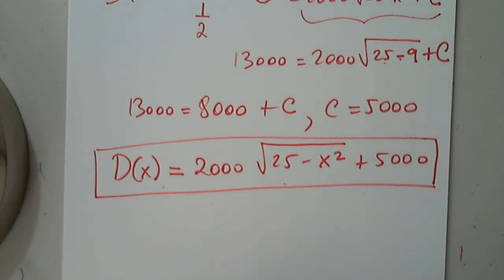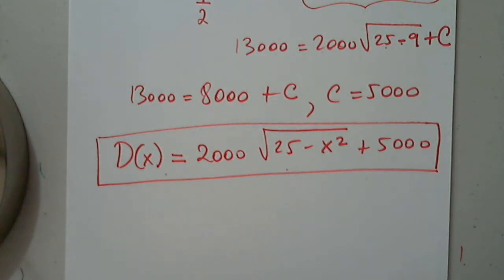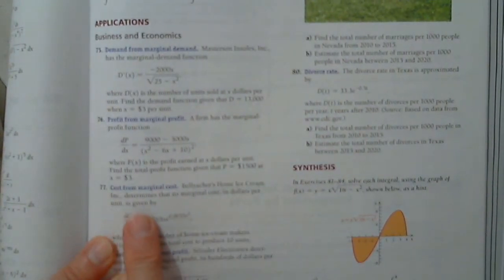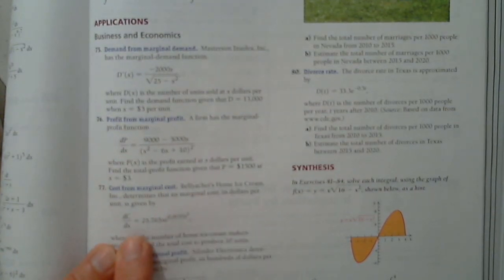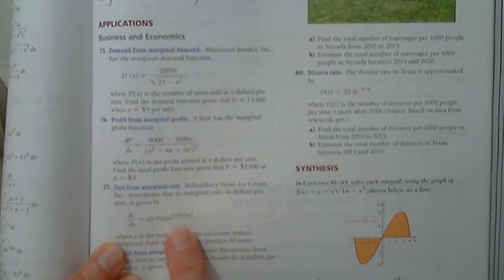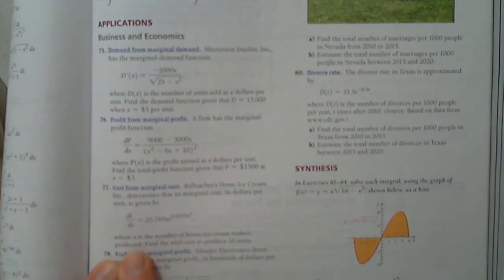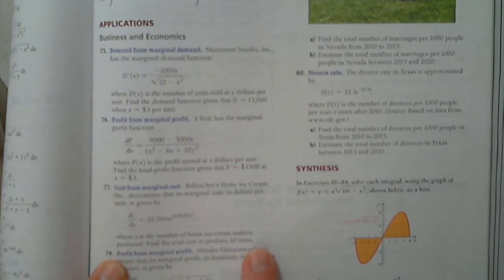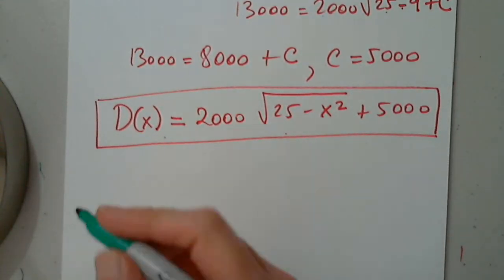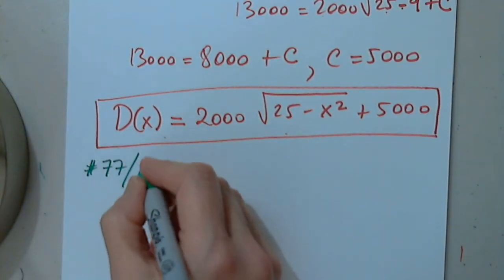Okay, I'd like to look at one more. So I'm looking at problem 77. Cost from marginal cost. So they have an ice cream shop, and the marginal cost is given to us. This is the derivative, blah, blah, blah, our favorite function with e to some insane number, where x is the number of home ice cream makers produced. Find the total cost to produce 10 units. Okay? So let's copy, that's problem 77, and we can move on to the next chapter on page 435.